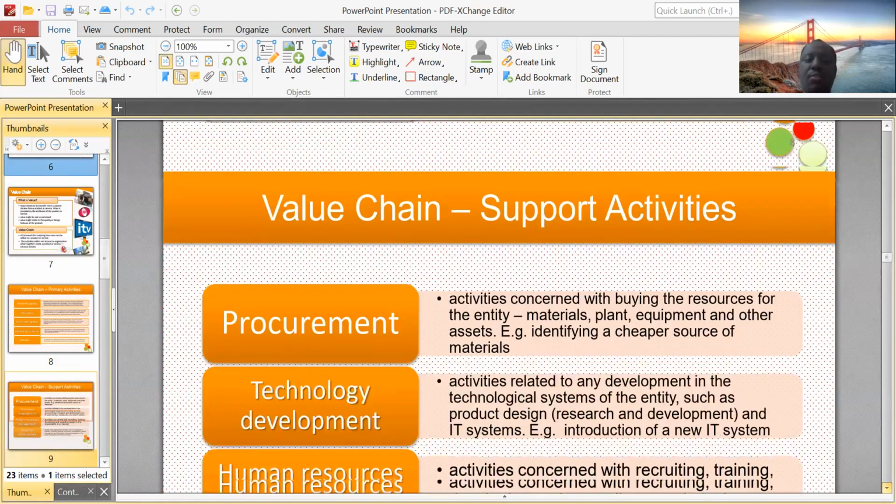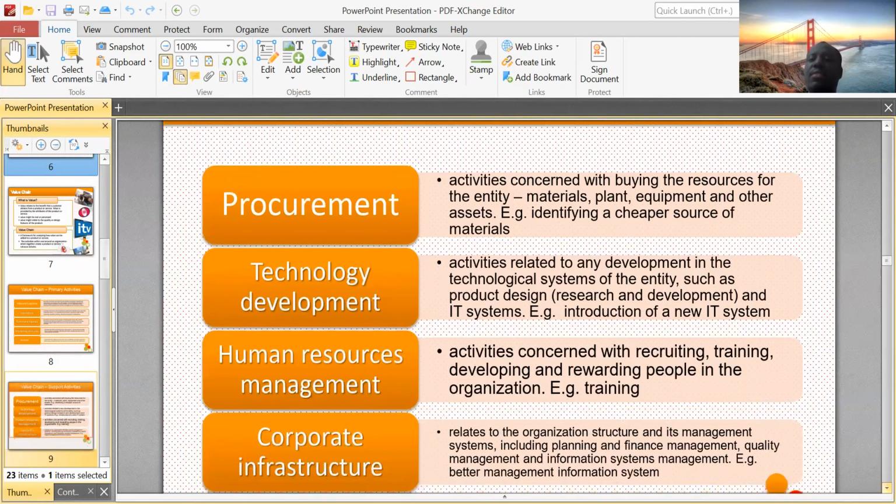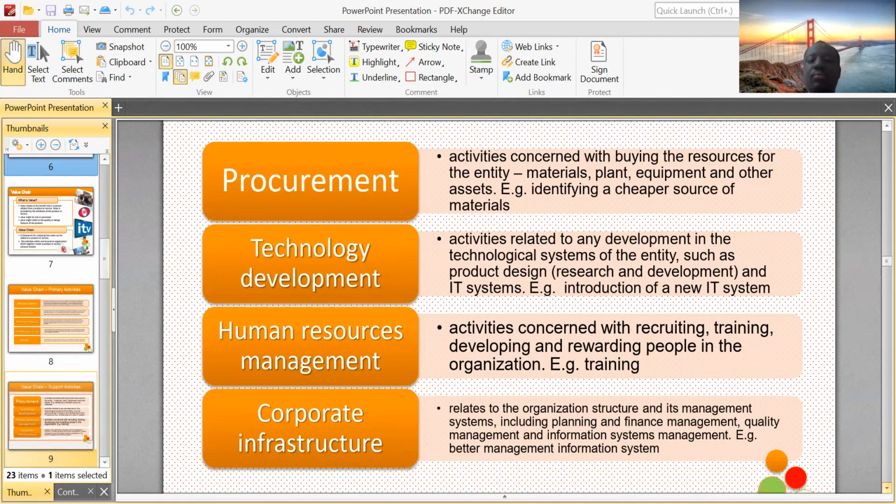Then you also have value chain support activities. These are support activities that support the primary activities. They are very, very critical. You have procurement, technology development, human resource management, and corporate infrastructure. Very key. For example, procurement talks about supply chain. This is about buying the resources. At the inbound logistics stage, you have to buy the raw material.